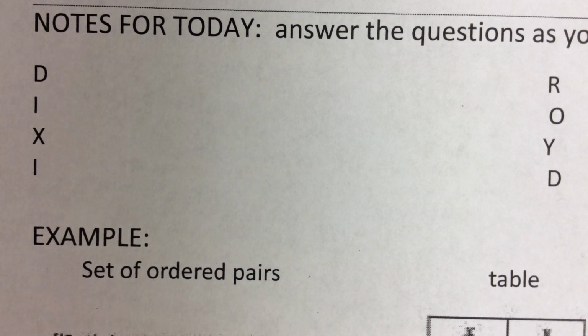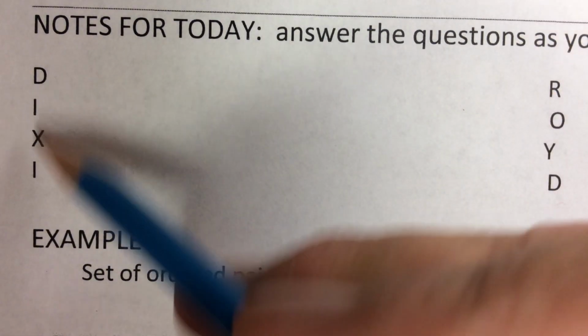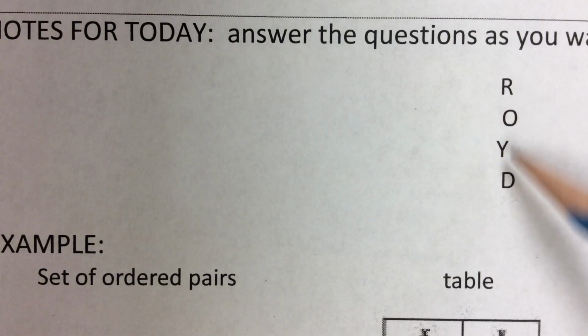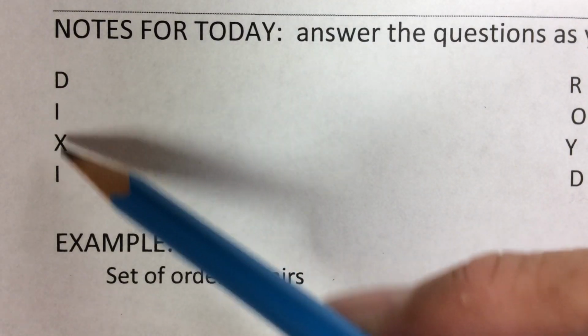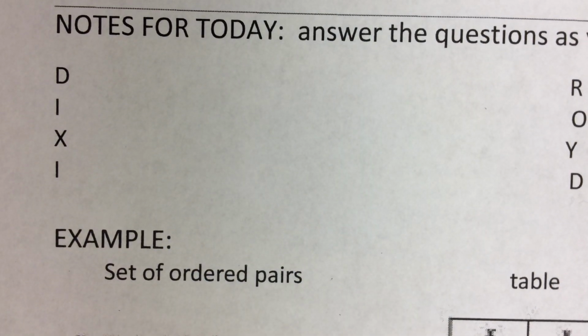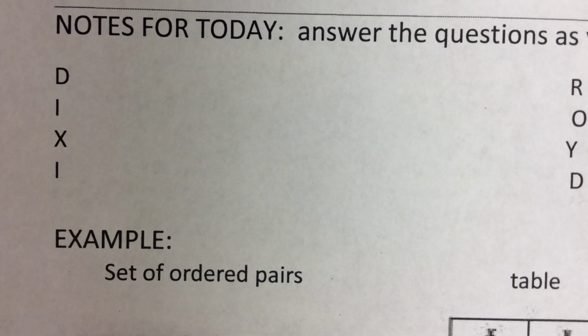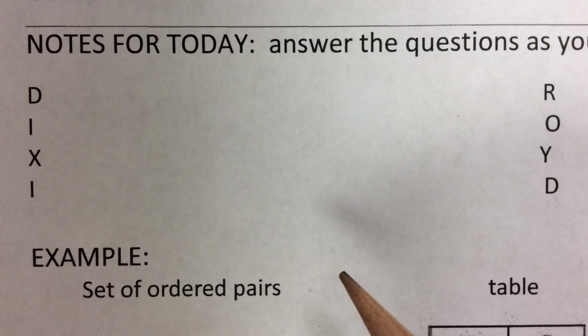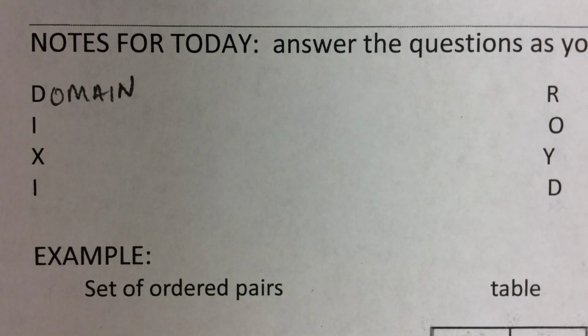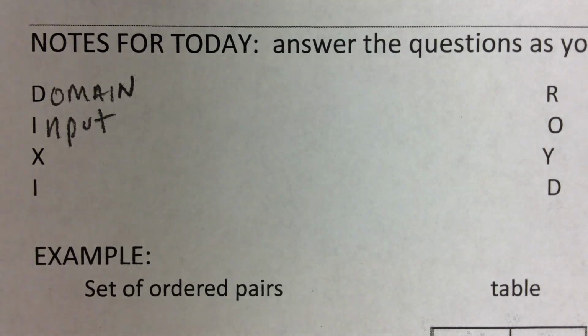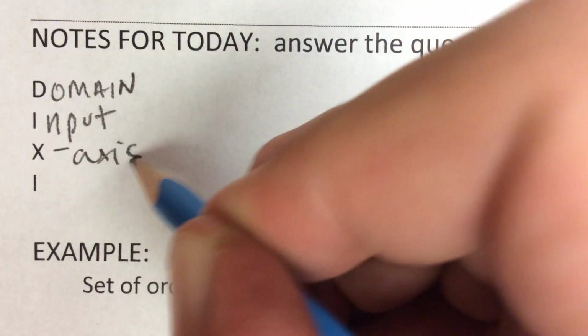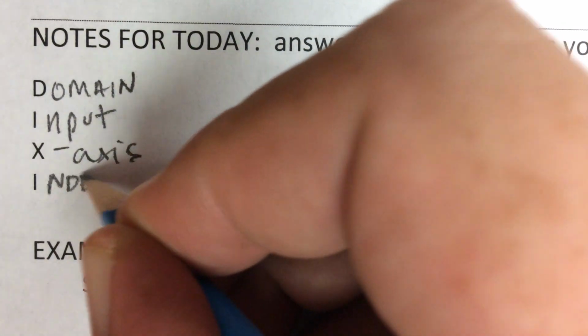All right. I want to talk about Dixie and Roy D. We talked about this last week when we first started talking about functions, but Dixie is another way to help you remember all the different terms that could stand for x. So the D would stand for domain. The I is for input. The X is for the x-axis or the x values, and the I is for independent variable.